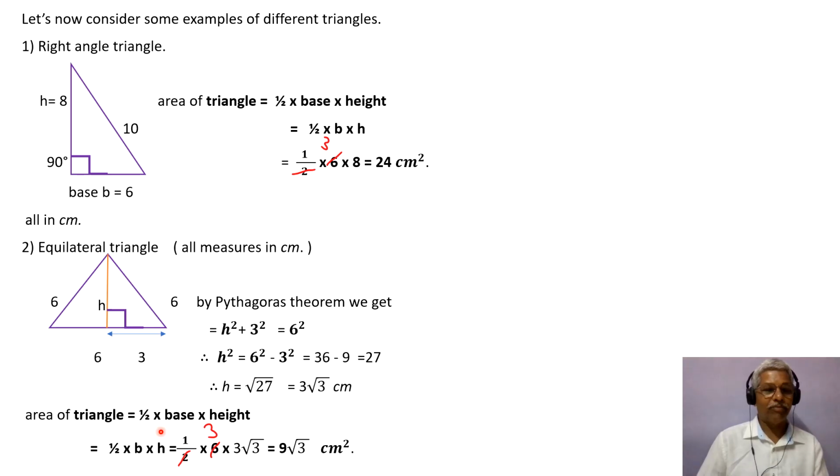We got h. So now we can substitute in this formula. The area of triangle is half base into height, and we are substituting it here. 1 upon 2 into 6 into, see, this is base. This is considered only to calculate h. Don't get confused. So base is 6. So 1 upon 2 into 6 into 3 root 3, or answer is 9 root 3 centimeters square. Got it? Very simple.